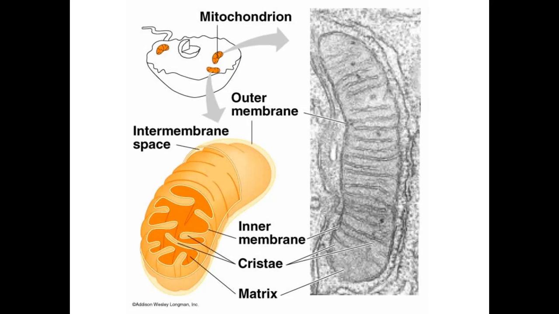In fact, that inner membrane has little electric motors embedded within it. We don't see those motors anywhere else in our cells. We see them in bacteria. Those little electric motors are what cause the flagella of bacteria to spin. And the electric motor in the mitochondria is involved in the production of ATP.